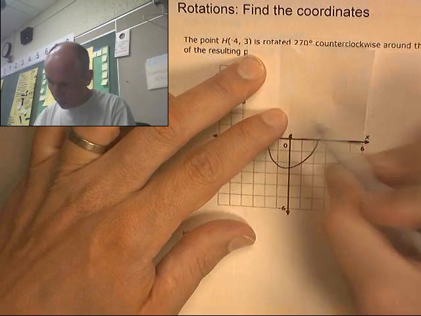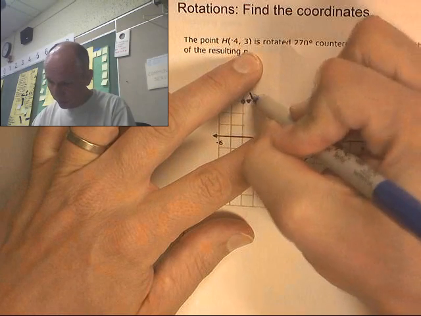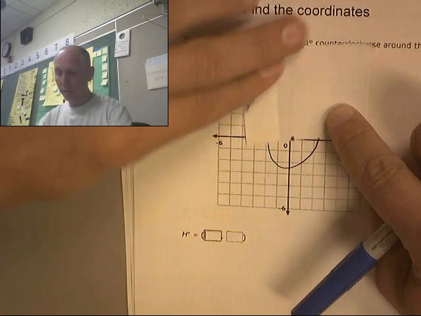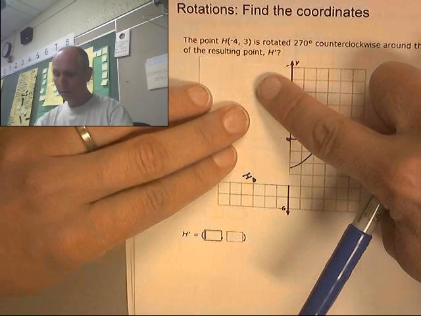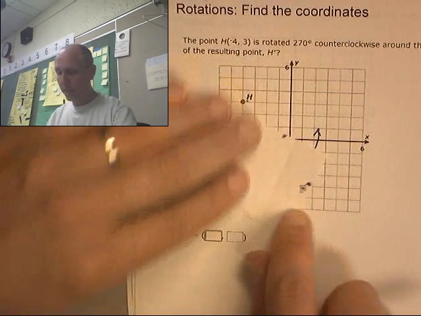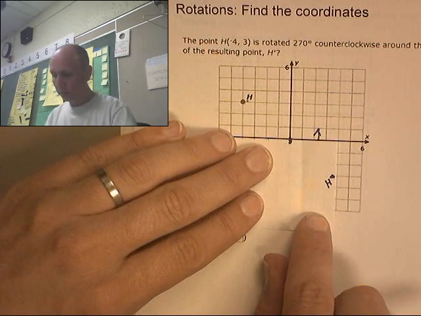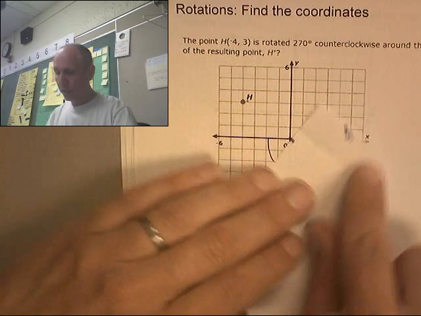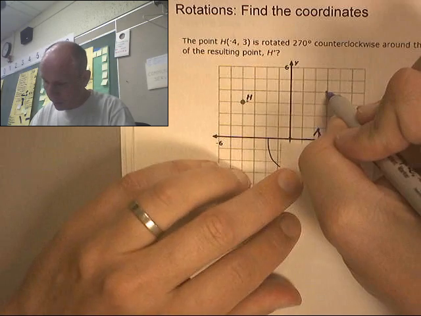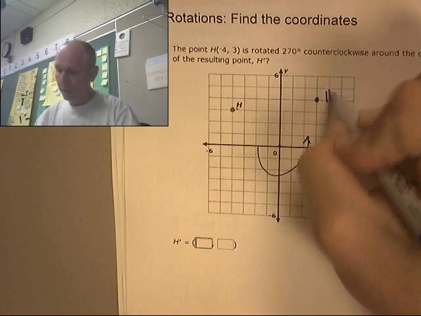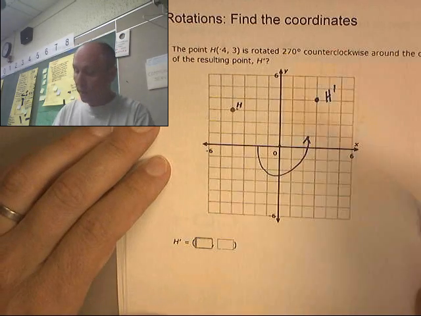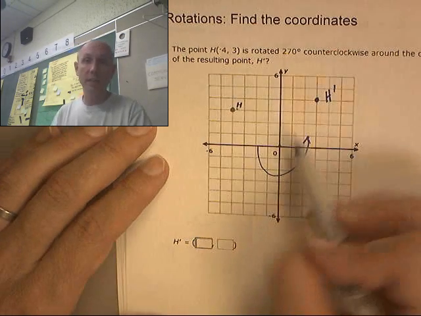So right there, there's my origin, and there's the point H. I'm going to rotate it 90. I'm going to rotate it 180. And then I'm going to rotate it 270. And there it ends up. It's right there. So there's H prime. And let's look at the actual point of it. Oh, well, that's what I have to find. I have to find the actual point.